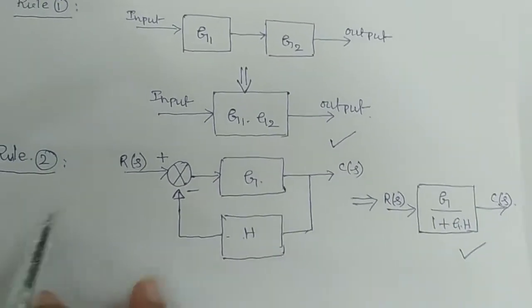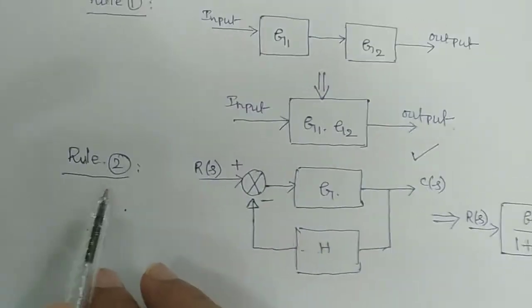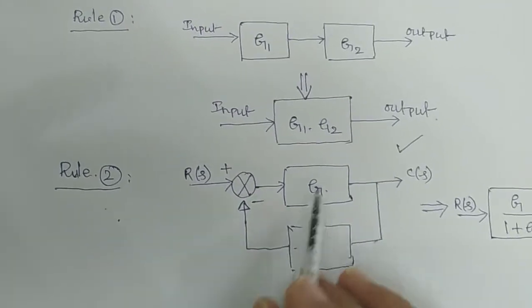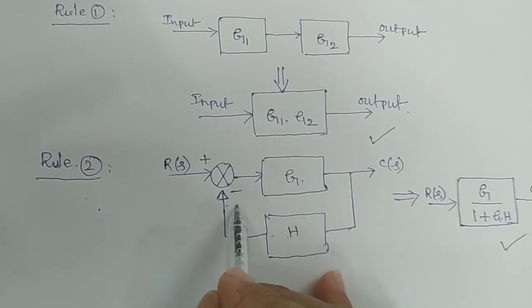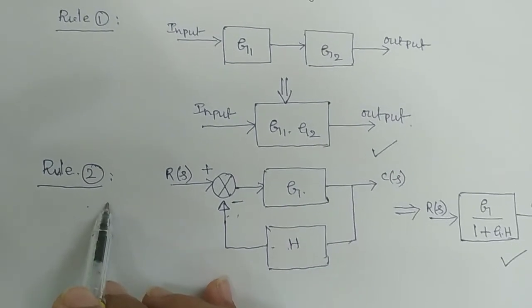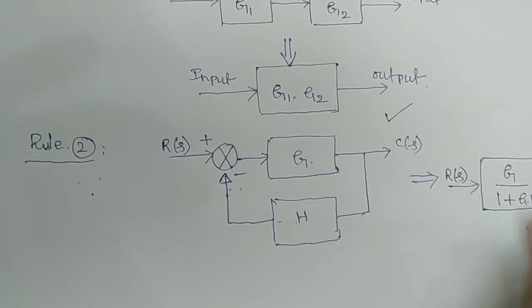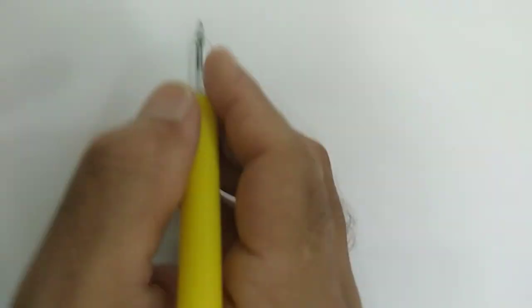Therefore, this is how the negative feedback loop is eliminated. This is your second rule: the feedback loop, the control system with negative feedback. That is your rule number 2. Now coming to rule number 3. Next, see rule number 3.